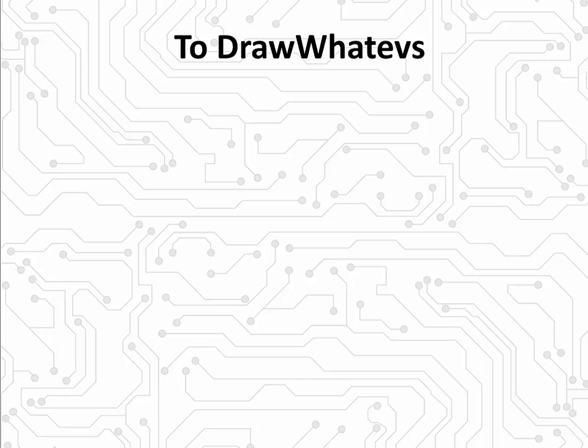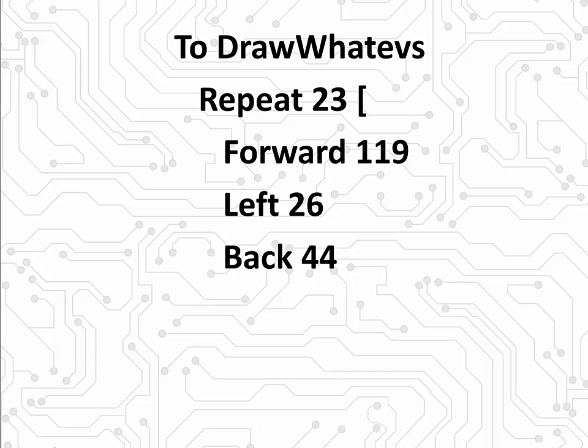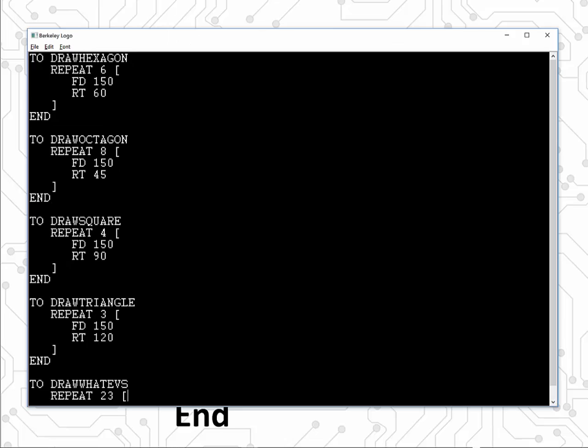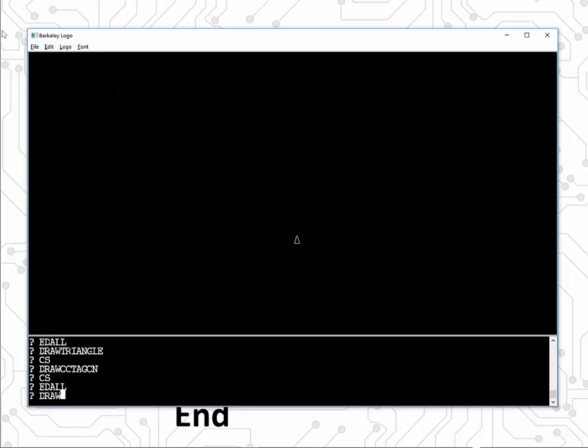I'm going to make a program called Draw Whatevs. I'll start by having it repeat 23 times because whatevs. Then I'll make it go forward 119 and turn left 26 and go back 44 and turn right 38 because whatevs. Let's type it in and see what happens. You ready? Draw whatevs. Whoa, that is not just whatevs.